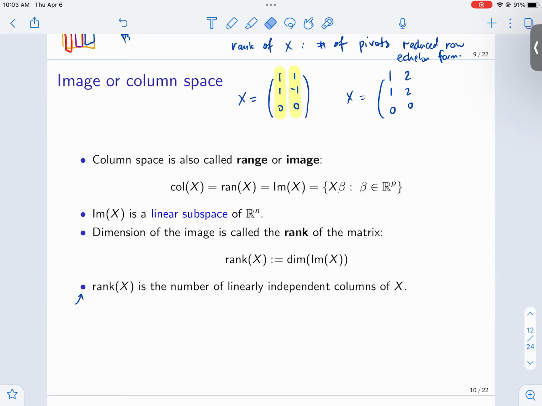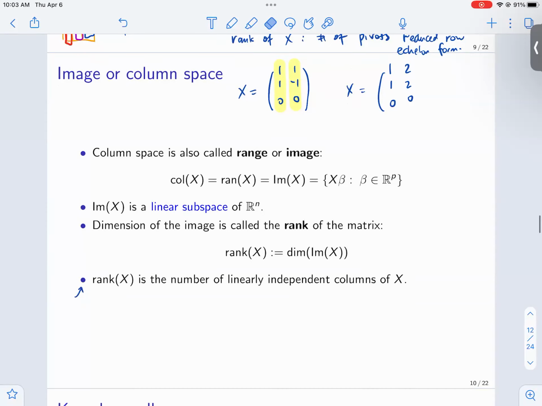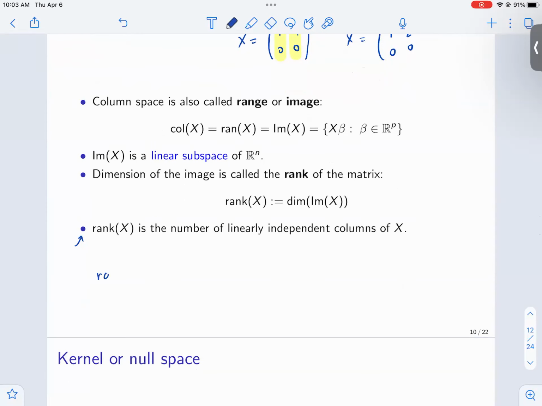So we're not going to worry too much about the rows, but you should know that it exists. Another way of seeing it is that the row space is basically the column space of another matrix. Anyone know? So the row space of X can be written as the column space of... yes, transpose. Great, X transpose.